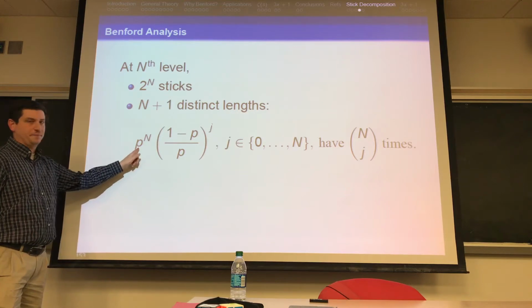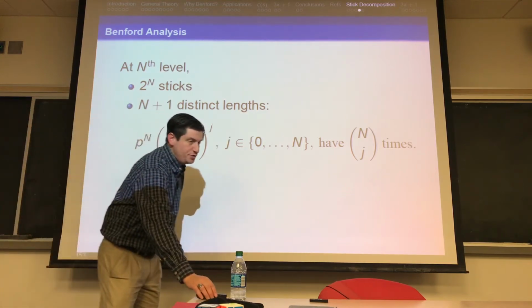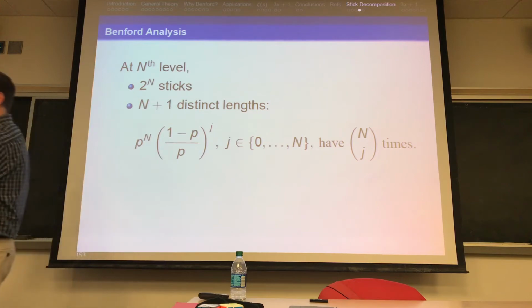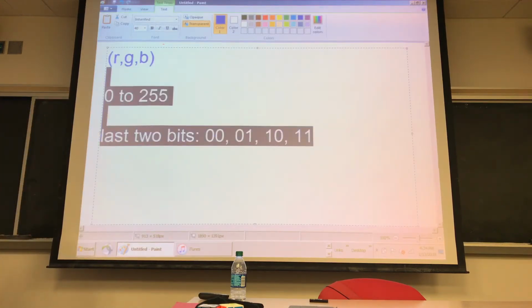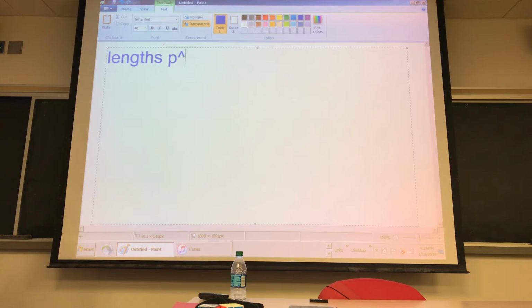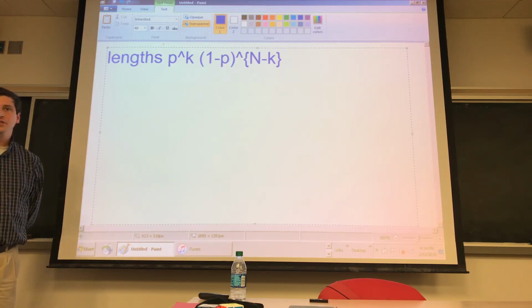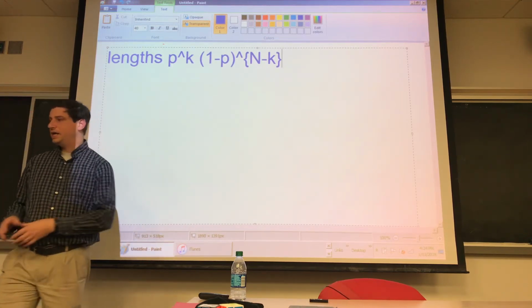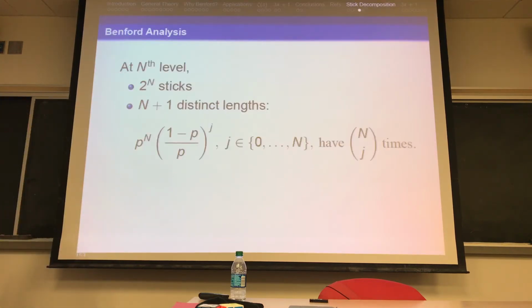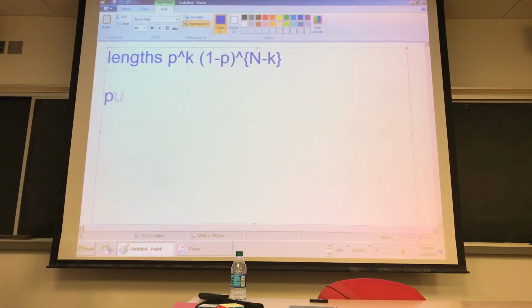Let's look at what's going on. If you look at the stick lengths, the lengths are p to the k times (1 minus p) to the n minus k. That's the possible lengths you can have. What I can do is pull out a p to the n. And so I now have p to the n times (1 minus p) divided by p to the k power.